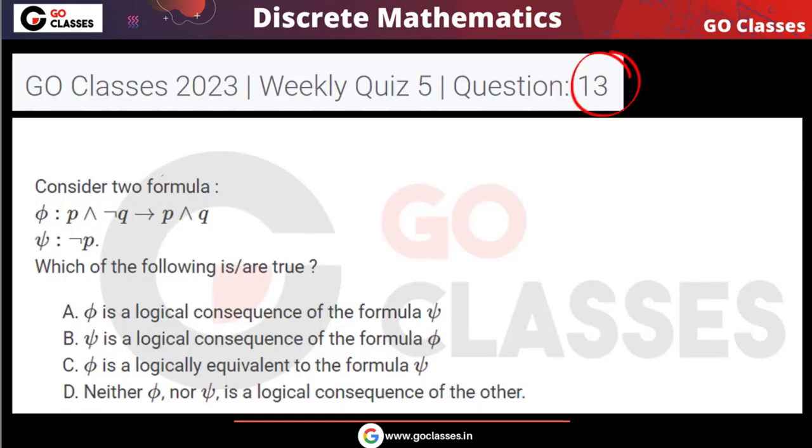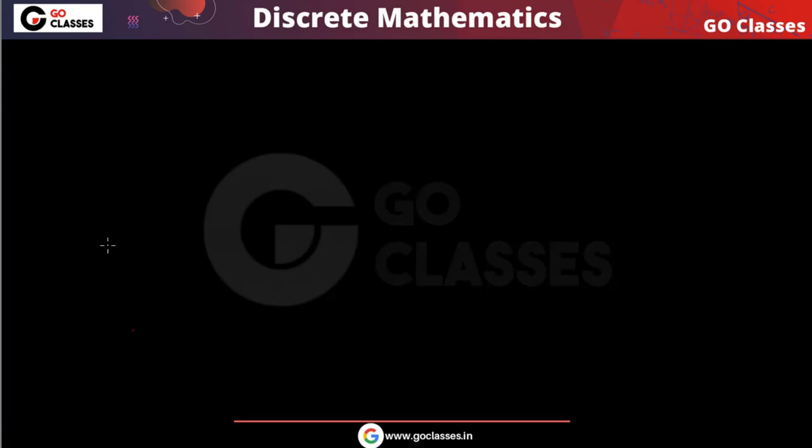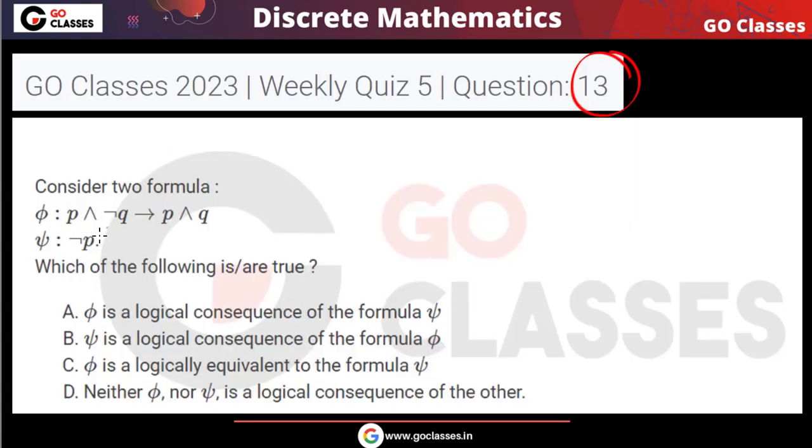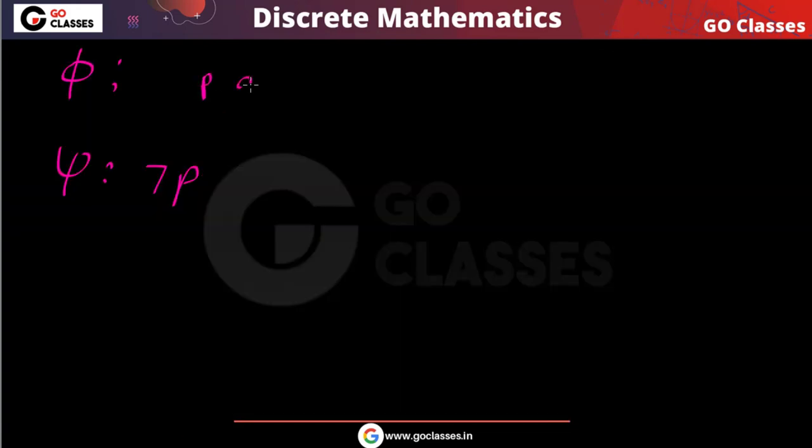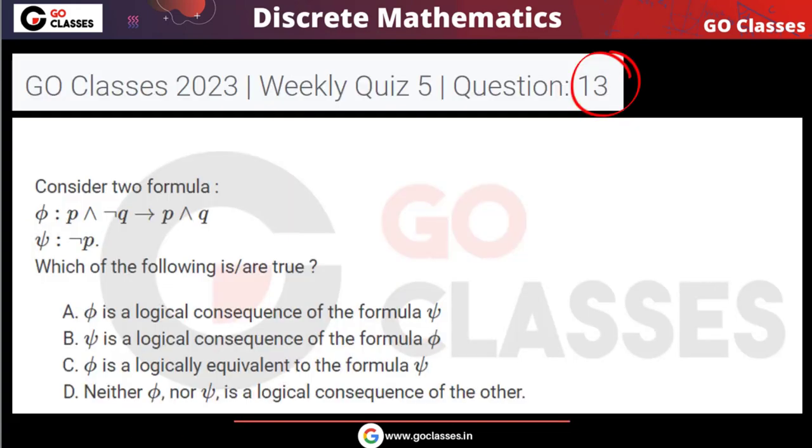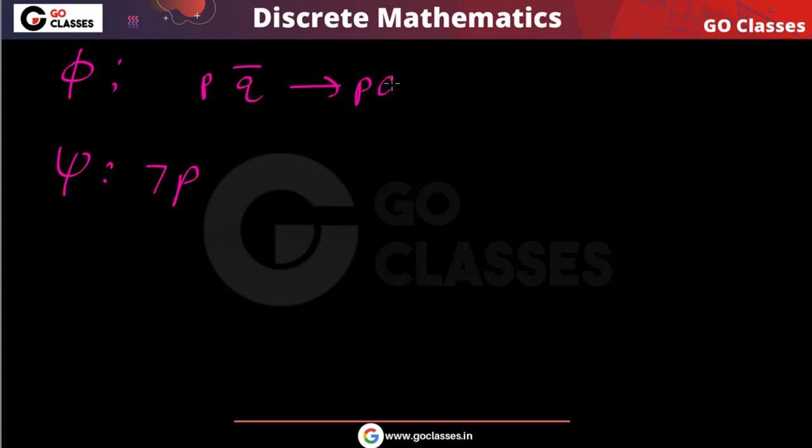Let's solve this question number 13. This is very simple. In this question, phi and psi, two formulas are given. So first you simplify them. Whatever is the question, just simplify them. Psi is already given as negation p. And what is phi? Phi is p and q bar. So p and q bar implies pq.